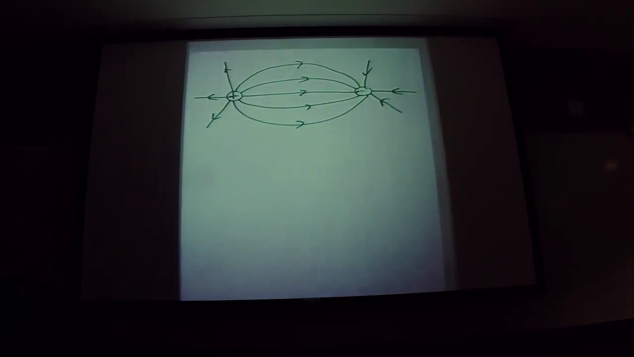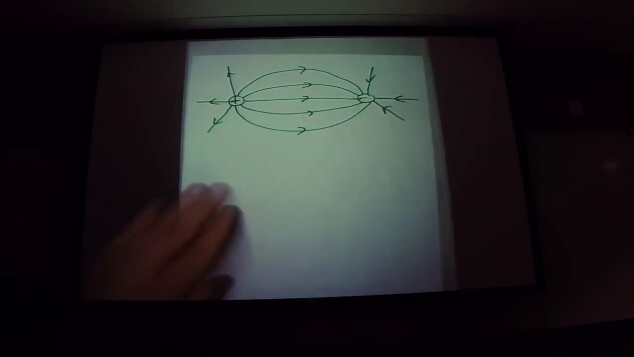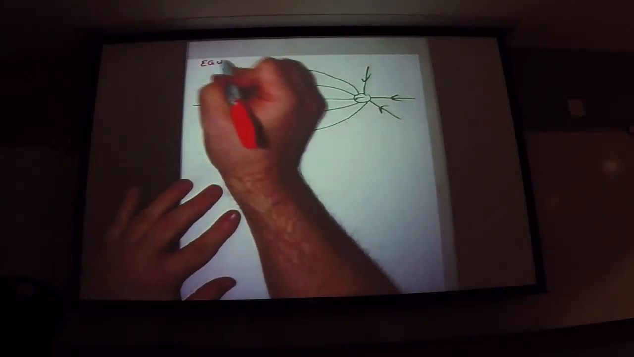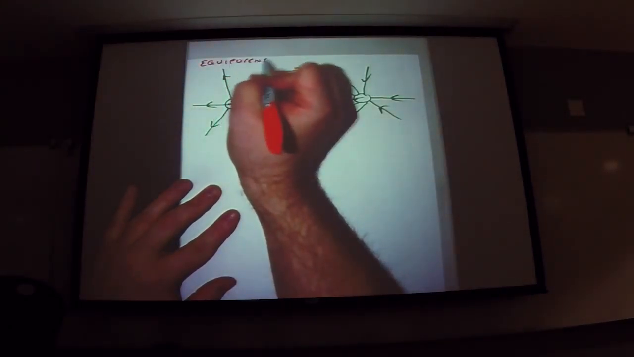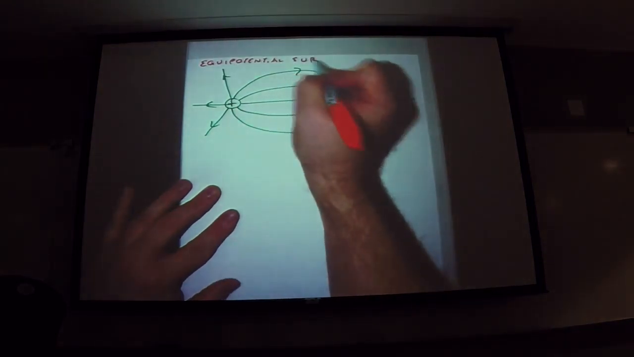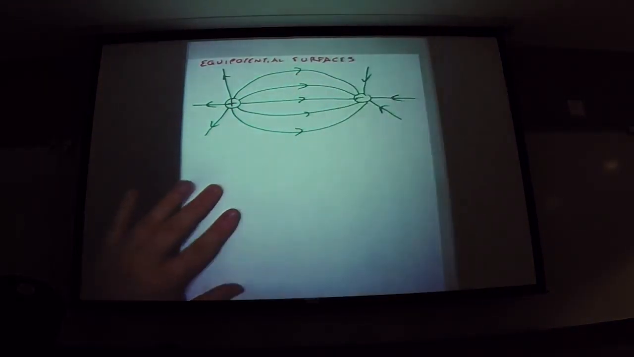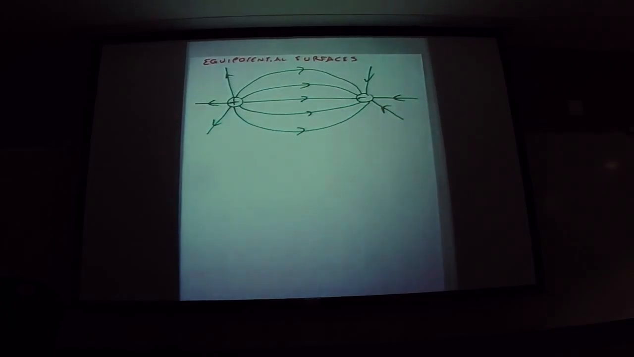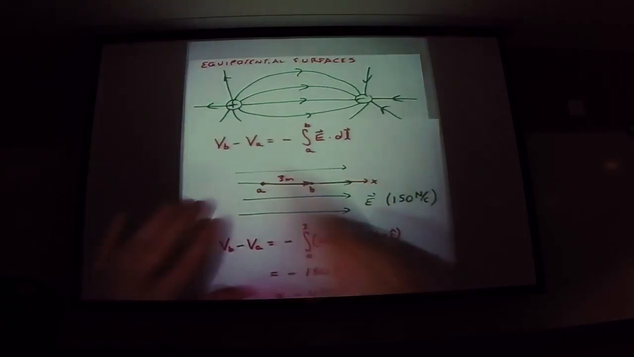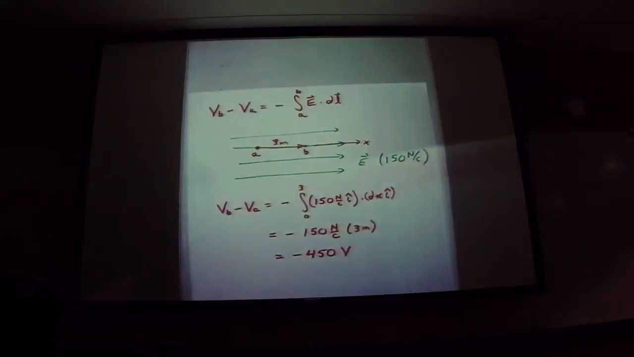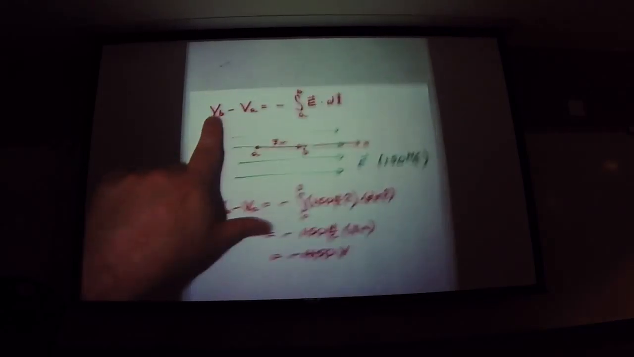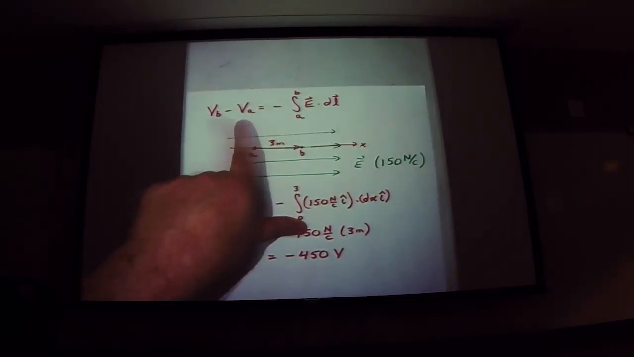Now what I'm going to look at is something called equipotential surfaces, or surfaces of equal potential. If I look at this formula here, this one right here, let's say that A and B are to have the same potential, so that this difference would be 0.